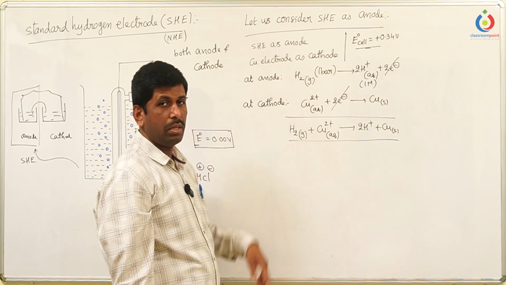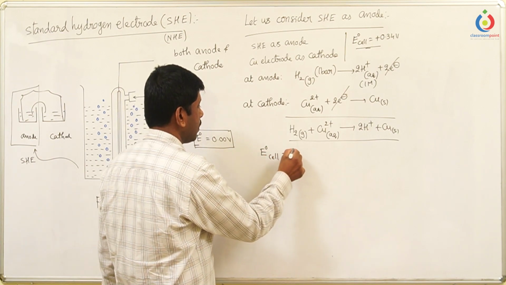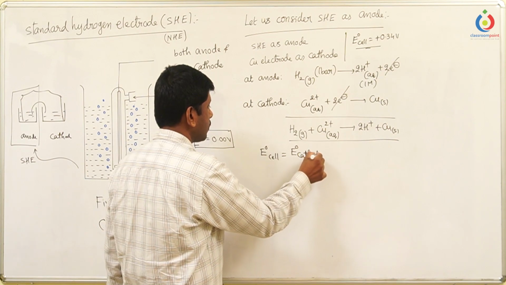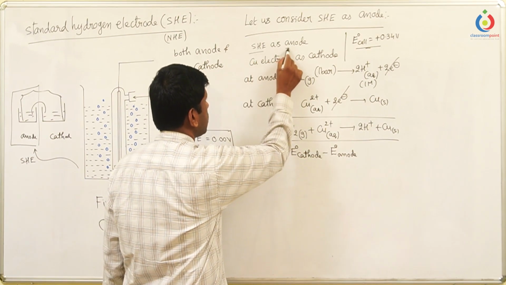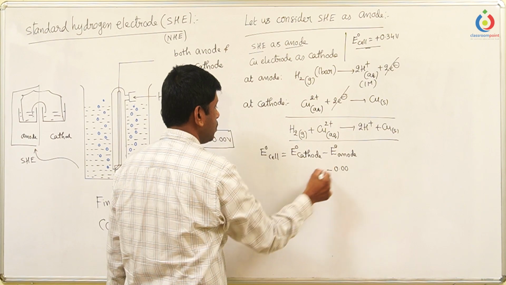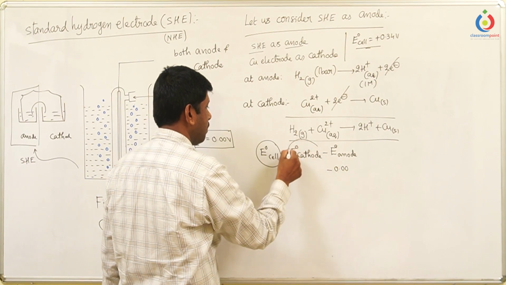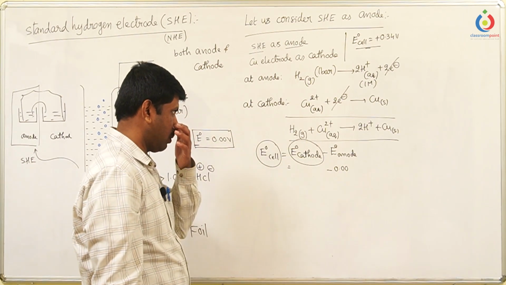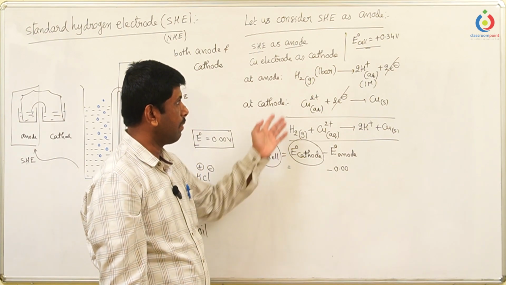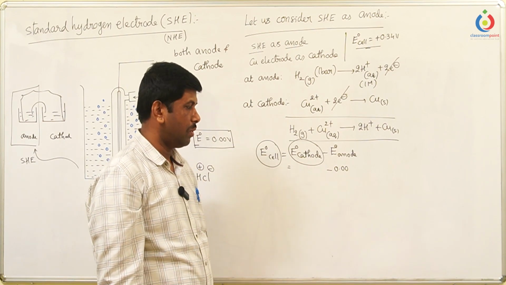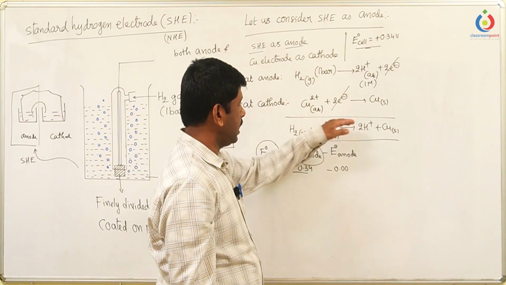Then again the question arises how the E naught cell value comes here. Let us take the formula. E naught cell is equal to E naught cathode minus E naught anode. Here standard hydrogen electrode is taken as anode. So anode value is 0.00 volts. So whatever the electrode potential of the cell is, that potential is completely the electrode potential of the cathode. So E cell value was observed as plus 0.34 volts. That means that value belongs to the reduction potential of the cathode, that is 0.34 volts. Since E naught cell value is positive, this reaction is possible.